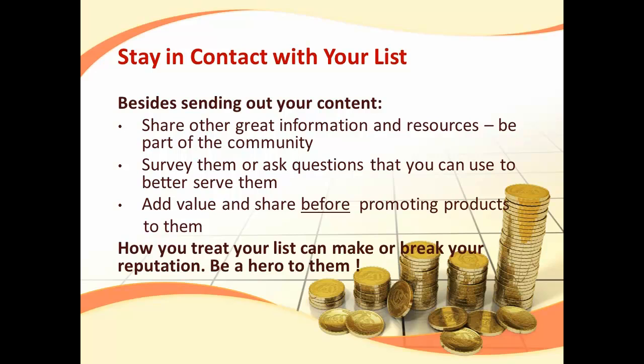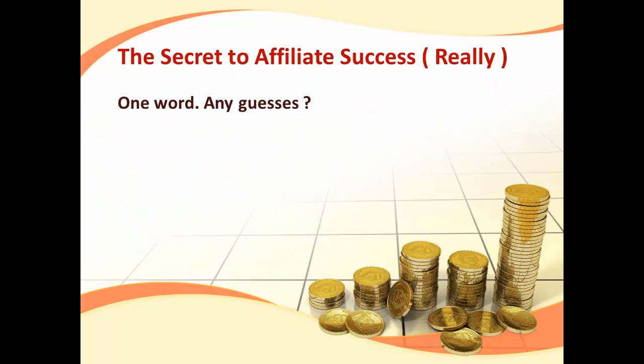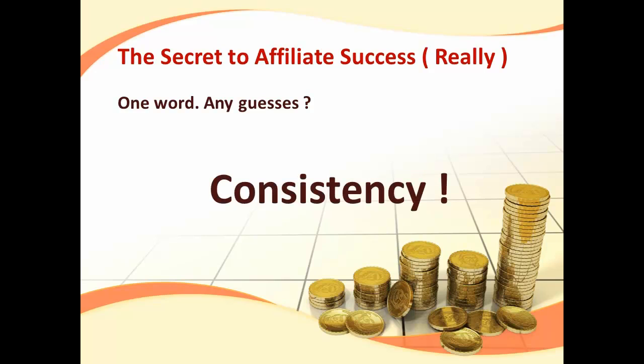Okay, so this is a big one. This is the secret to affiliate success, really. It's just one word. Think about what your guess would be on this. So that word is consistency. And this is something that seems to be one of the biggest challenges and the biggest places that people fall down when they're starting their affiliate business. They get into it, they get really excited, they do a bunch of work for a week or two, and then get discouraged that they haven't made any money yet and give up completely. And it just doesn't work.